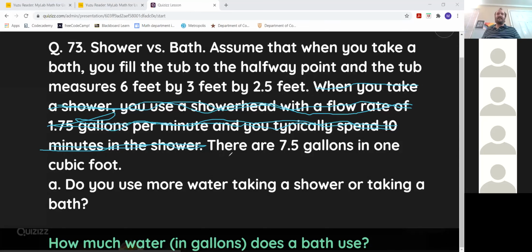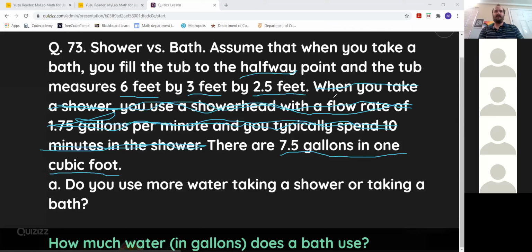There are 7.5 gallons in 1 cubic foot. I think I actually need this one. So this is giving me a conversion from cubic feet, a volume measurement, to gallons. And then they have the tub. So the tub I know is 6 feet by 3 feet by 2.5 feet. And the other thing I have to account for is that this thing is halfway.